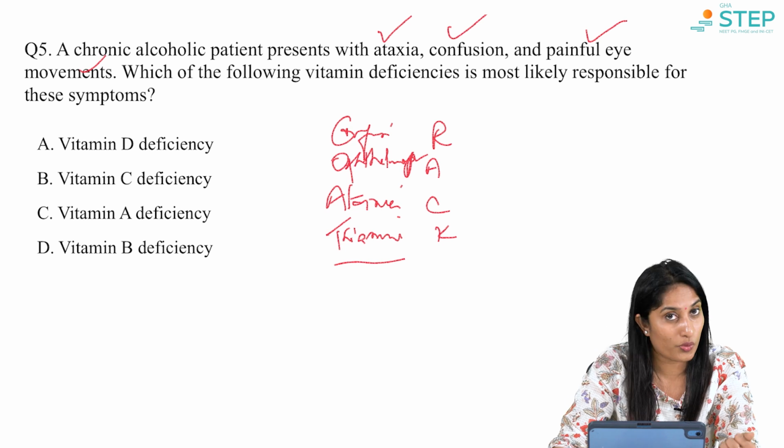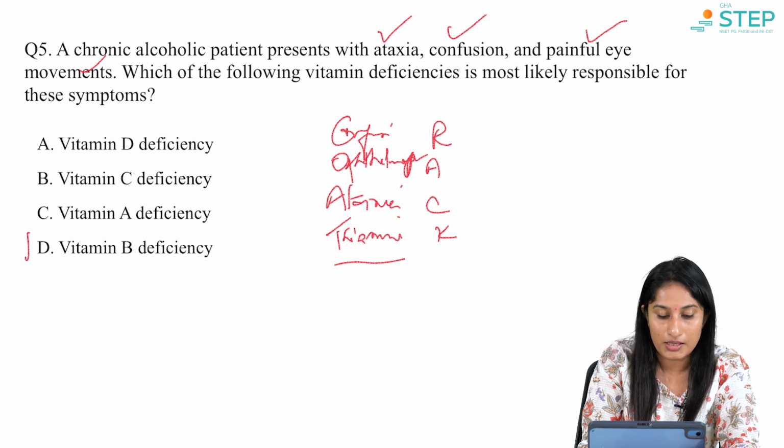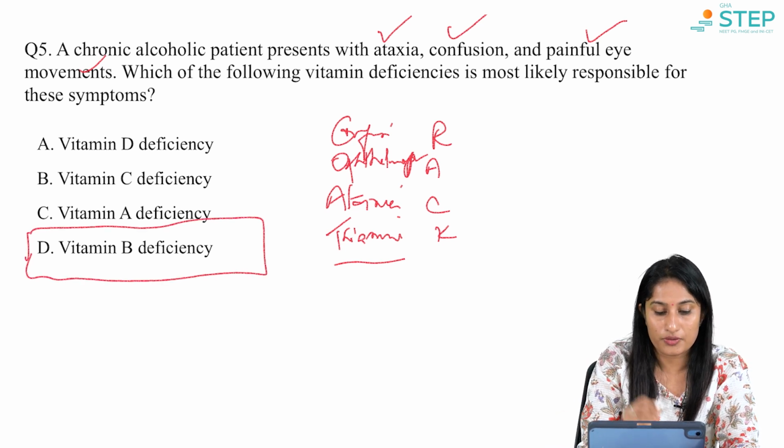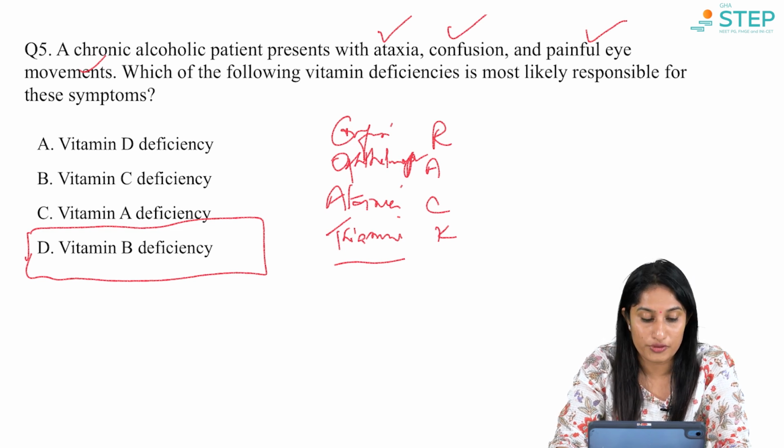So, which one of these is it? Vitamin D, vitamin C, vitamin A, vitamin B. What is thiamine? Thiamine is vitamin B, B1 to be specific. So, the correct answer is vitamin B deficiency, that is our option number D.